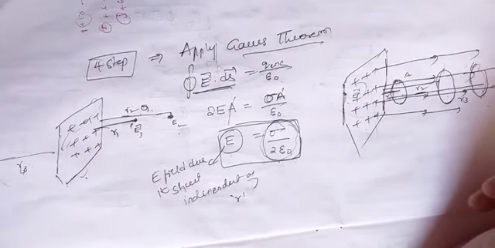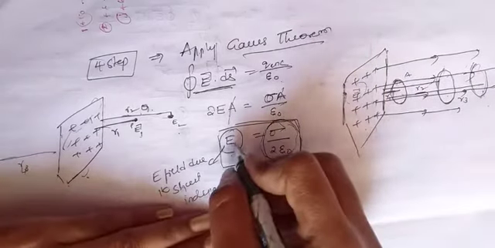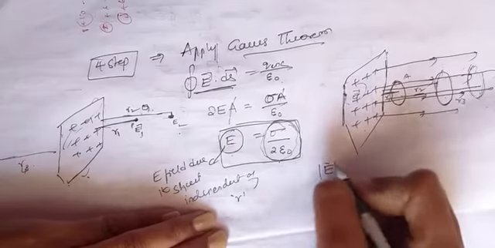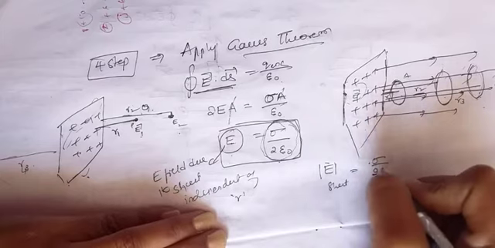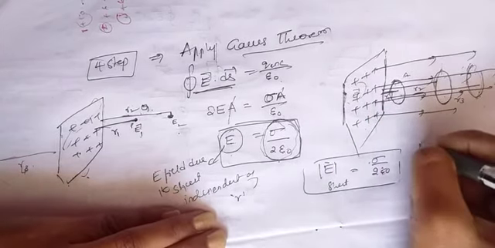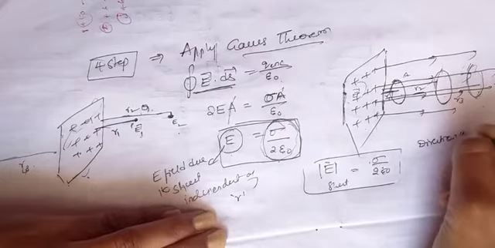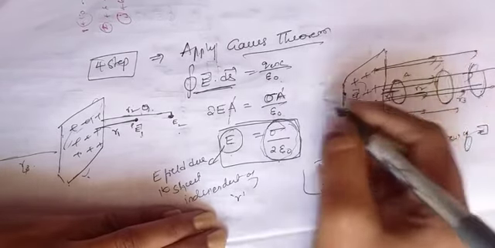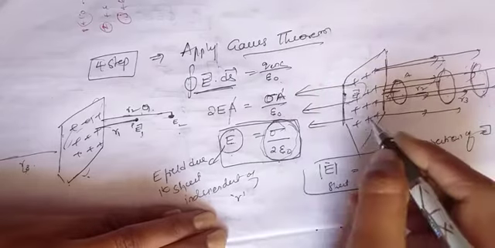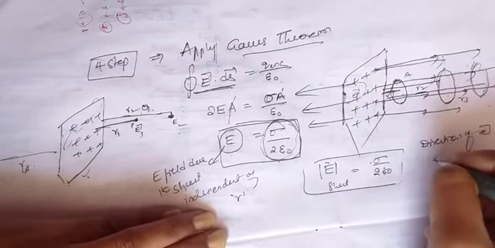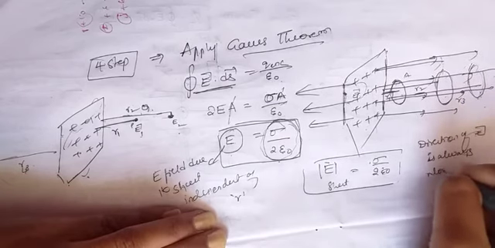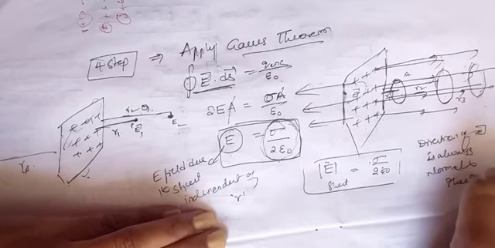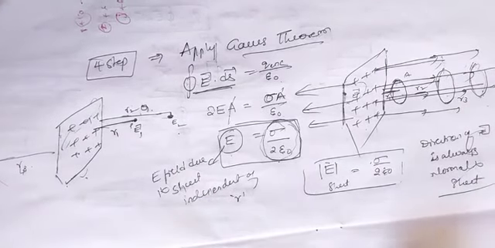So here is the magnitude. The magnitude of E, the electric field due to the sheet, is sigma by 2 epsilon naught. Now we have to get the direction also. So what is the direction of the electric field? This is the direction, this is the direction, this is the direction of the electric field. The direction of the E field is always normal to the surface, that is, normal to the sheet.